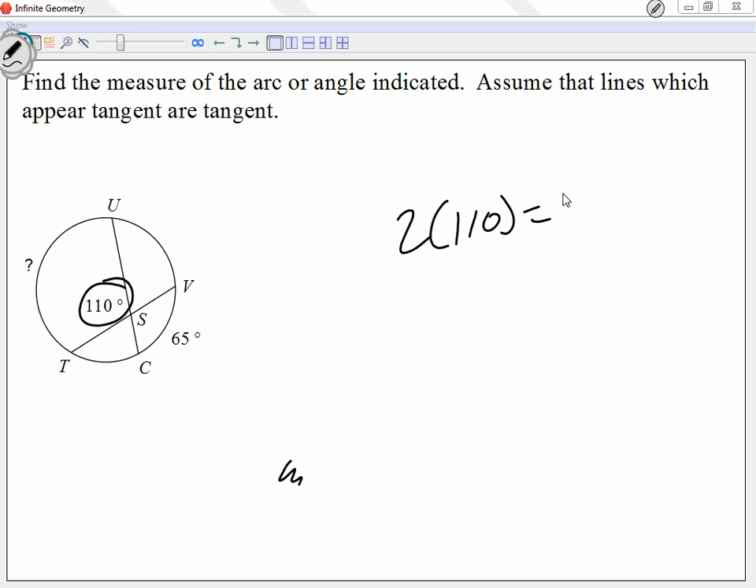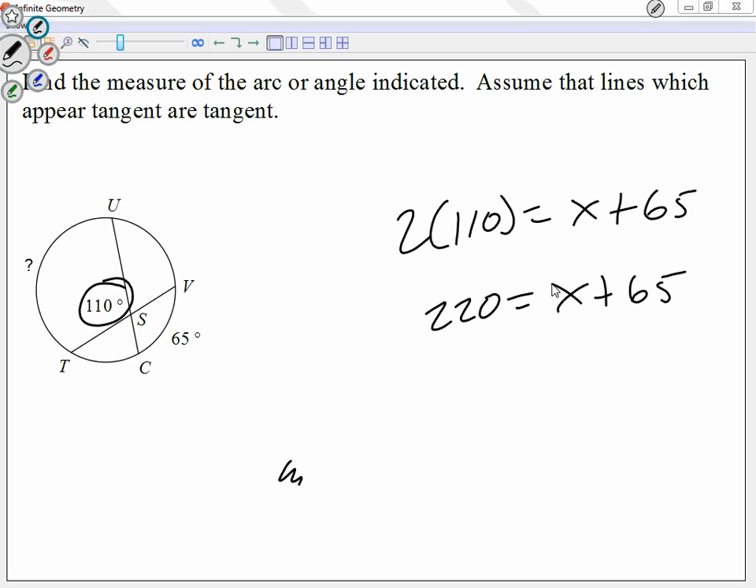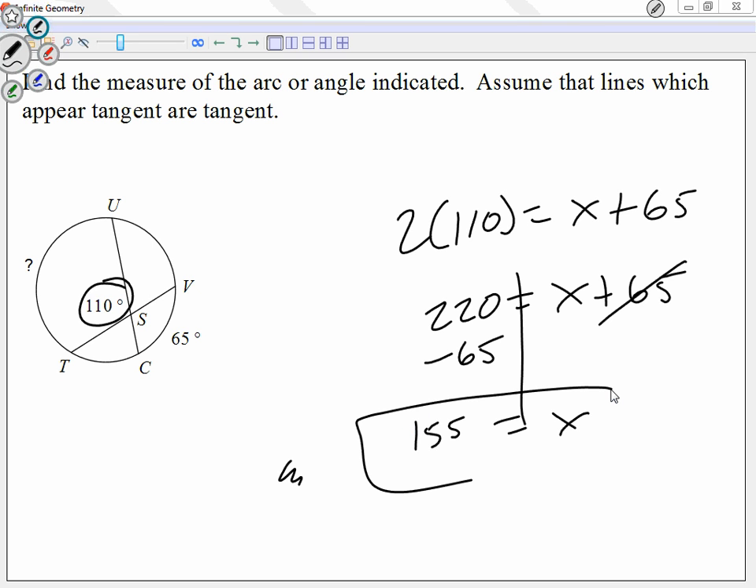There we go. So I'm going to have x plus 65. Once again, I'm multiplying the angle times 2, and on this other side, I'm adding the arcs. So I have 220 is equal to x plus 65. To solve for x, subtract 65 on each side. X equals 155. Simple, right? Any questions so far?